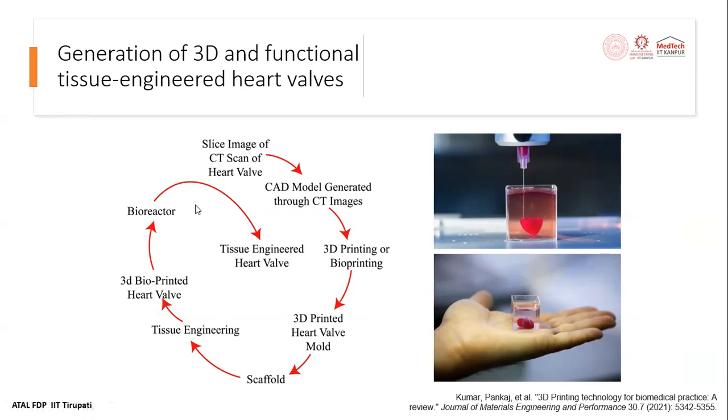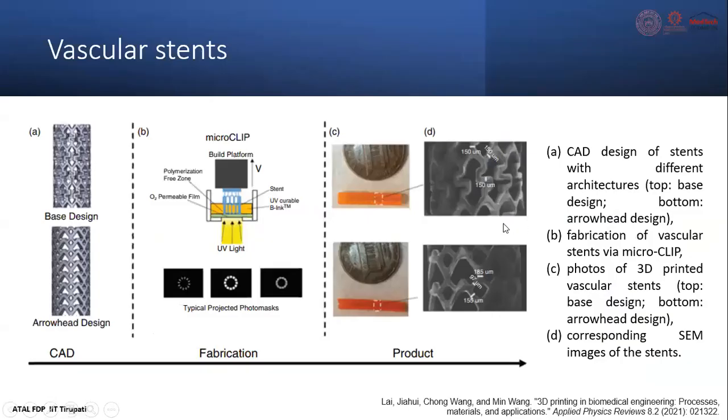So this is a typical bioprinting of an organ, which you can see from this diagram. Then you try to get a scaffold, and tissue engineering and other things are done here. So base design, and this is the arrowhead design. You can see vascular stents. Vascular stents are being made today. Earlier, these stents used to be made by laser, and now they are trying to make them through rapid prototyping.